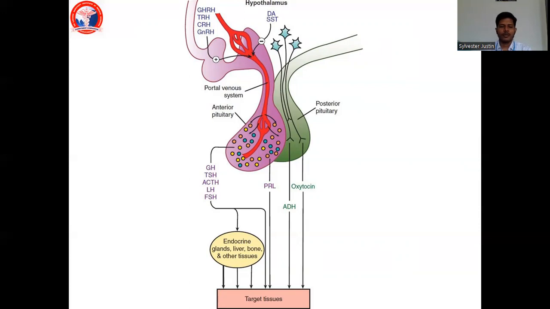pituitary. For the posterior pituitary, no such portal venous system is required because the posterior pituitary does not have cell bodies of its own. They are basically axons of cell bodies located in the hypothalamus. So instead of the signaling going via blood, the signaling goes via the axons from the cell body to the releasing site in posterior pituitary.